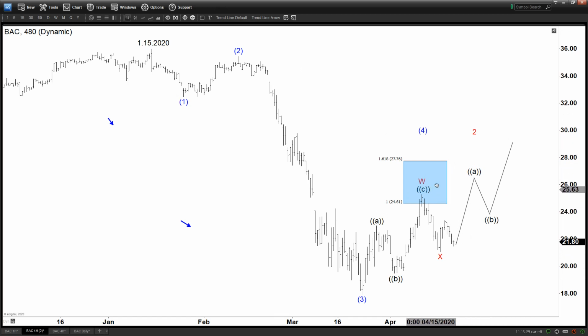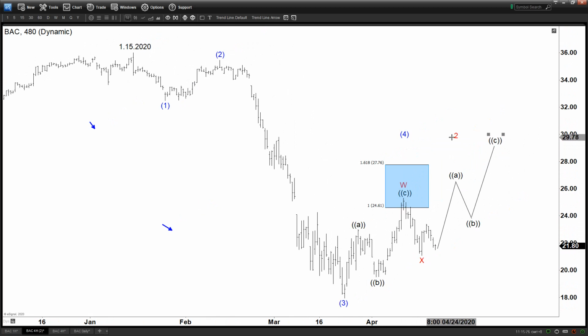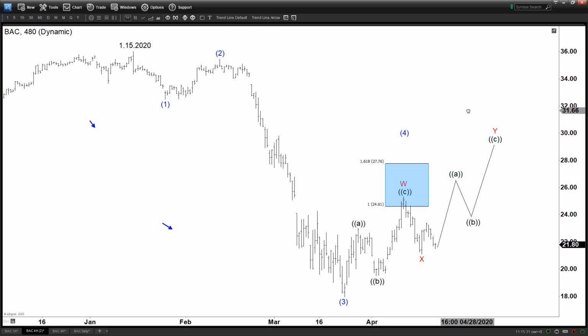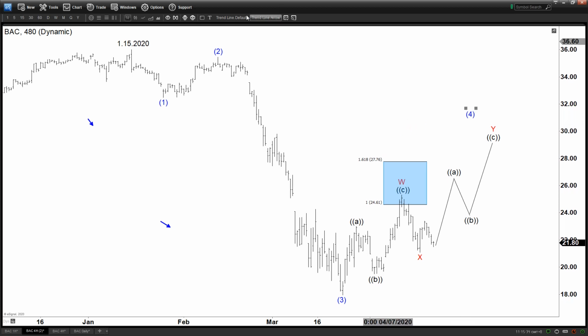Alright, so just to give you a couple of different suggestions or possibilities so you understand exactly what we are dealing with here. Just like playing chess, we should be able to know what are all the possible moves and what are the overall conclusions. So the overall conclusion here, like I've been mentioning, is that this is corrective. That's the overall conclusion. Therefore, we can expect more downside, right? The bias on the downside is going to be the main theme for the BAC.